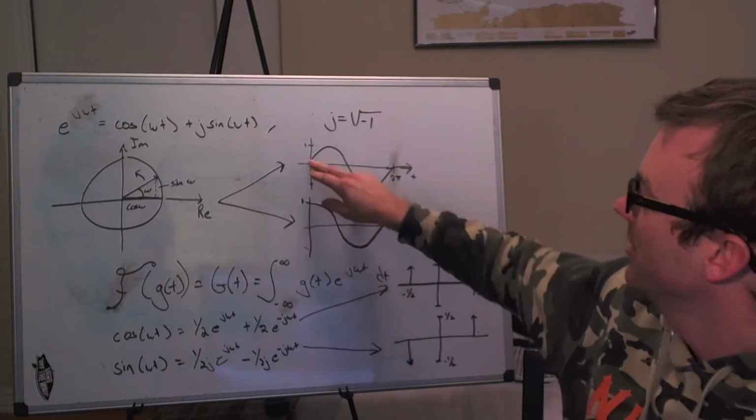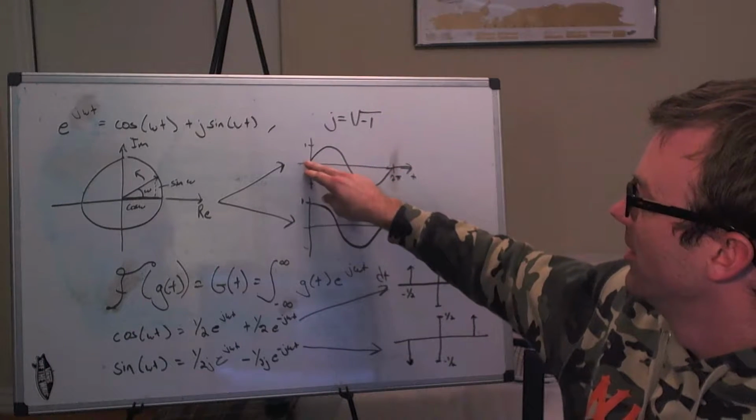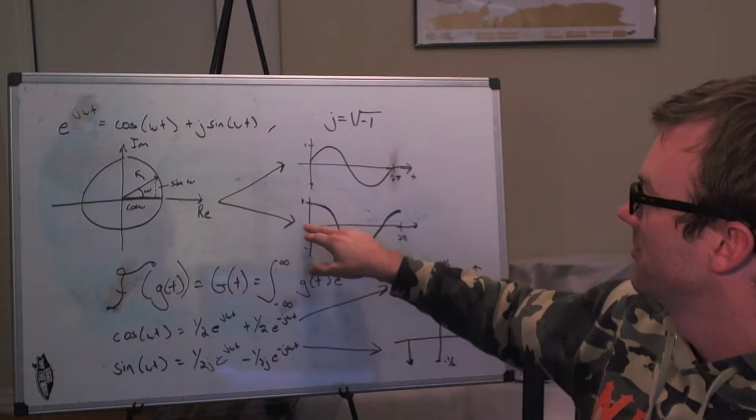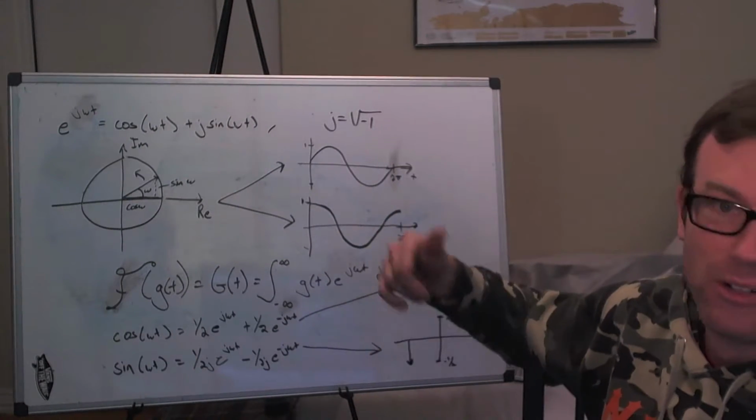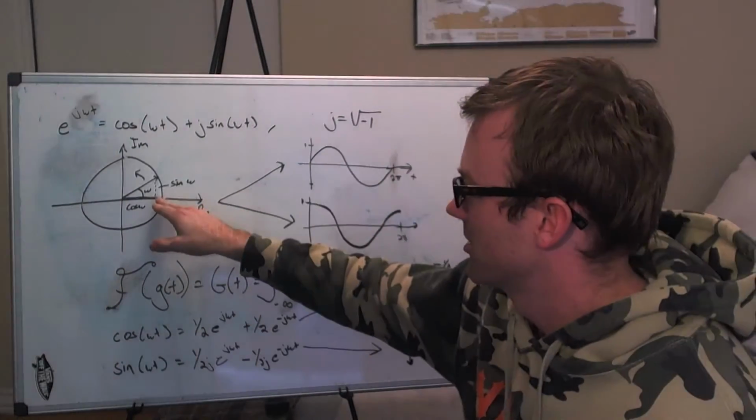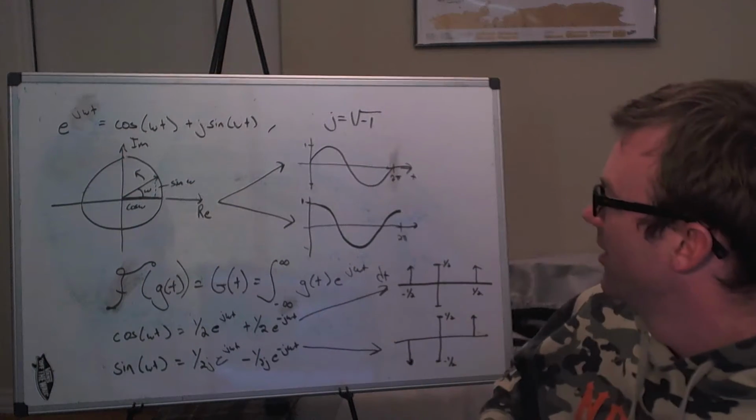You can see in this plot, over 2 pi radians, we go cosine. We start at 1, 0, -1, 0, 1, 0, -1, 0, and so on, just like as we rotated around here.